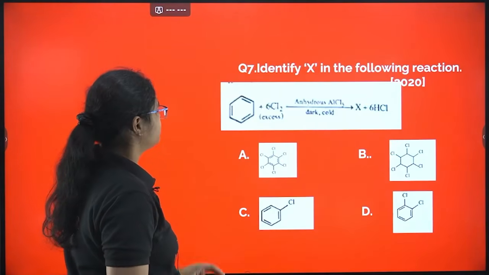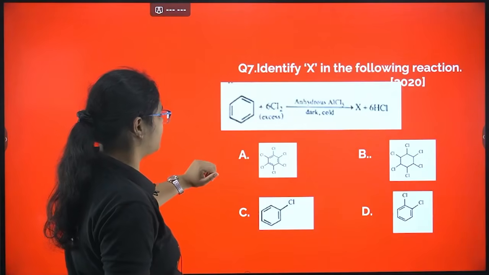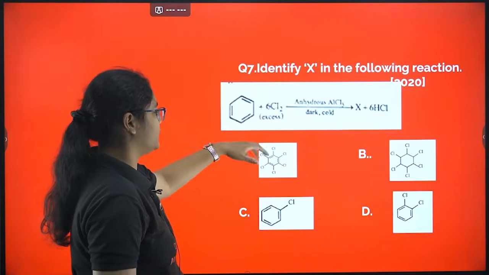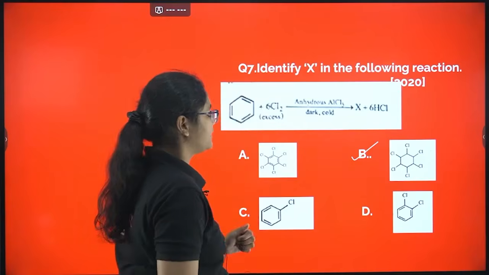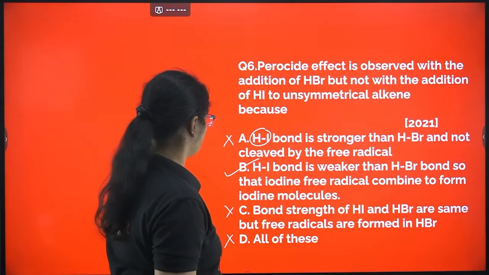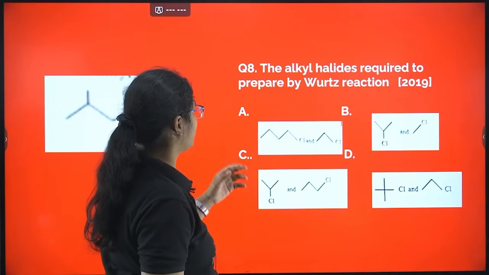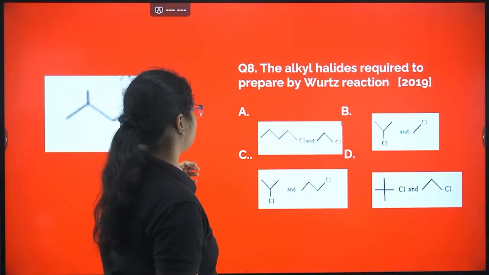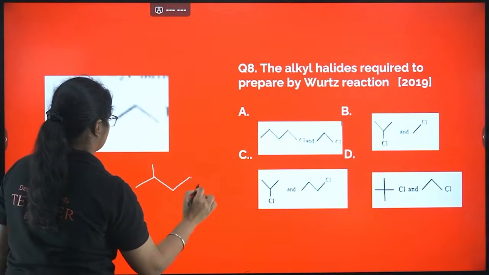Okay. Next, we have identify X in the following reaction. So here we have benzene with 6Cl2, excess of chlorine. You will get hexachlorocyclohexane, that is option number B here. Okay. Next, we have the alkyl halides required to prepare by Wurtz reaction. So here I want to prepare this particular compound. Okay.